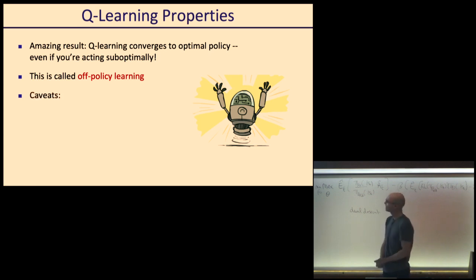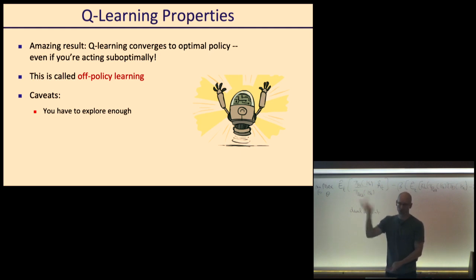Some caveats. Well, you have to explore enough. It's not like it works off-policy in the sense that, let's say, you need to find an optimal policy for cooking in the kitchen, and you're always going to the bathroom taking showers, and you think you can take showers to learn about cooking. That's too much off policy. You need to explore all state action pairs a lot.